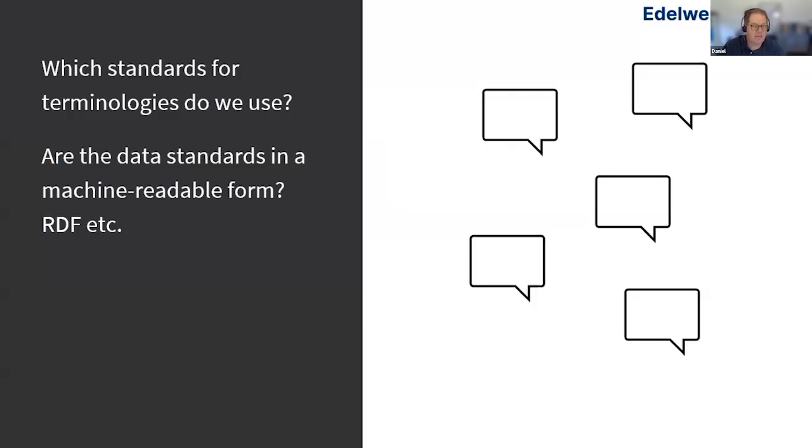So here are some few questions. For example, if you want to brainstorm, how can we leverage knowledge graphs for our project? So on one side, important is which standard for terminologies do you use, and are these terminologies in a machine-readable form represented, like RDF, or do you have to take the effort to do your own vocabulary and represent it, for example, in a knowledge graph?